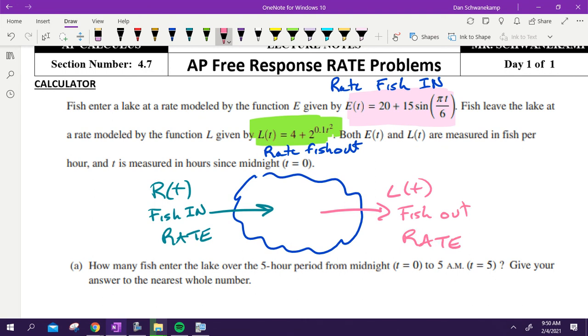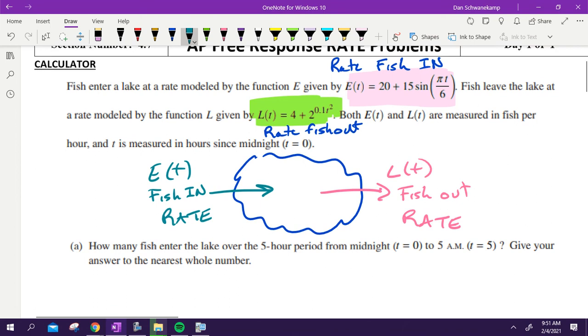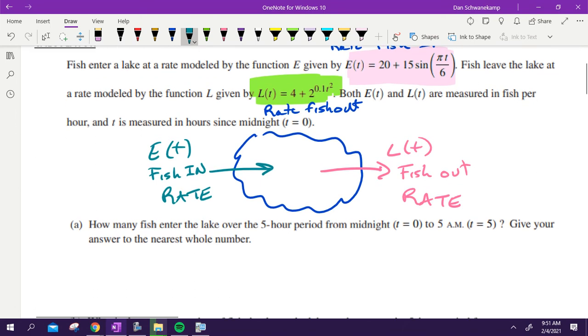Oh, my fault. I was thinking about the last problem. Sorry. E of t. Fish in, fish out rates. Very important to understand. Anything else we need to pull from up there? I think that's the major stuff since midnight, but that's the setup. Everybody good with what we've labeled?